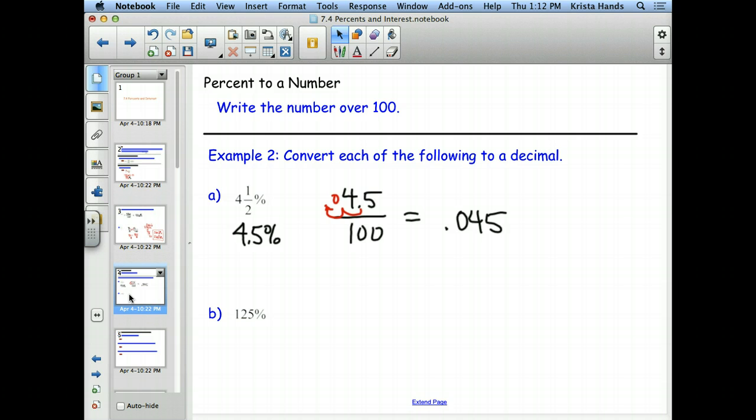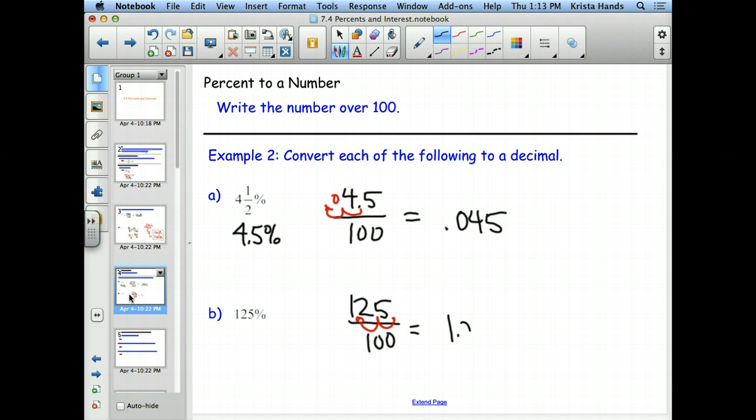This one says 125, so we're going to do the same thing. I'm going to write 125 over 100. And what that really does is it moves my decimal 2 to the left. So if I move it 2 to the left, what does this number become? 1.25. And it should make sense that it is bigger than the number 1 because I'm dividing by 100 and 125 is bigger than 100. Okay.